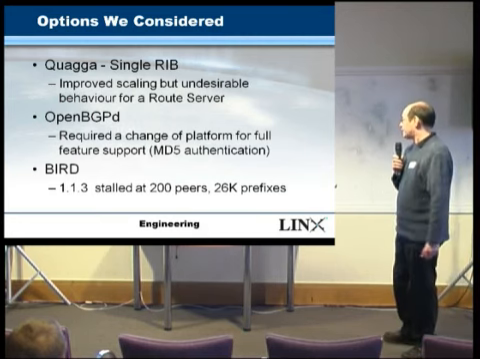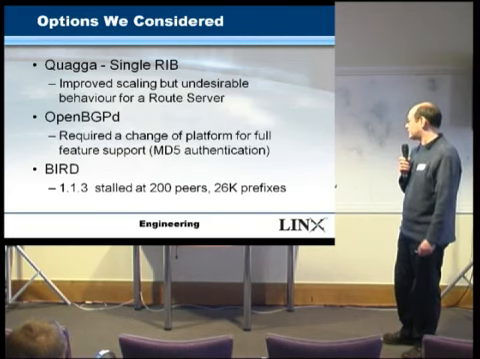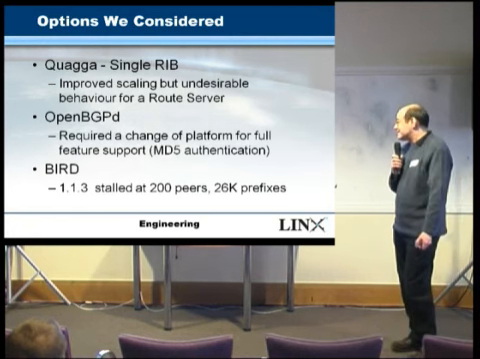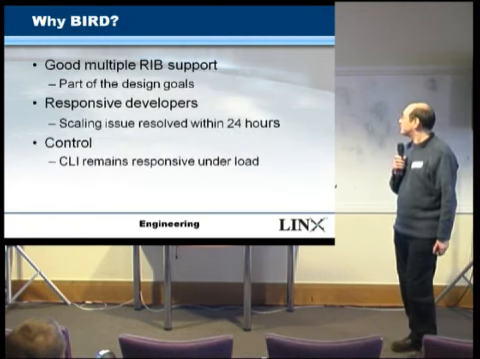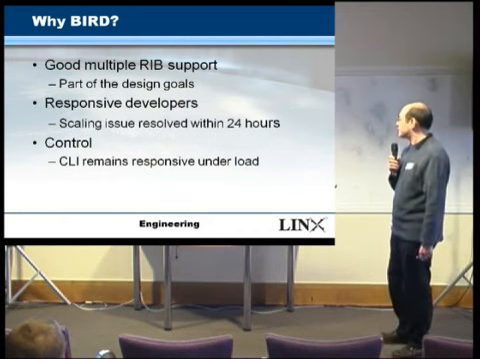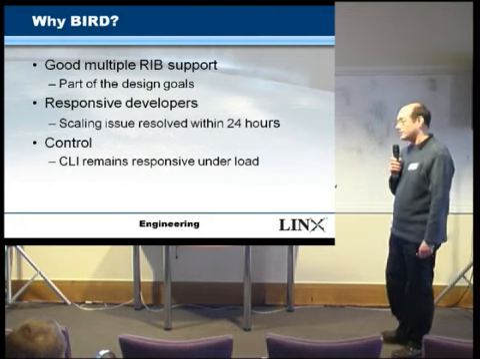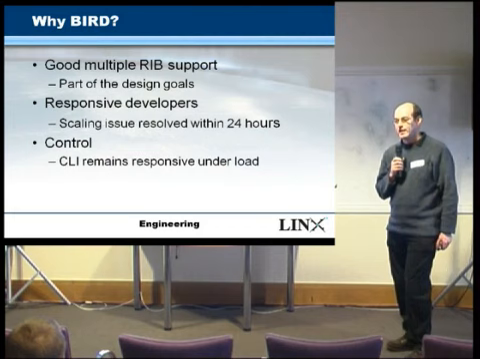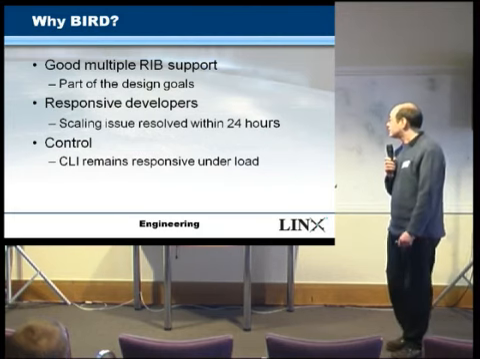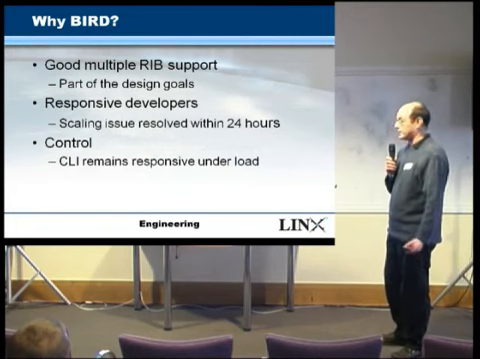So, Bird. We tried 1.13, and it wedged at 200 peers and 26K prefixes. That's not enough. But in the end, we decided we'll go with that. And the main thing is that we got that issue fixed in 24 hours. We got the scaling problem removed, or at least at that particular level. So we hopefully had a platform we could go forward with. It's got good multiple RIB support. It's part of the design goals.